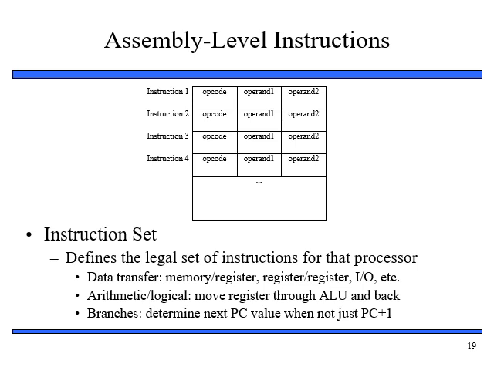We can classify instructions into three categories, as you can see in this slide. Number 1, data transfer between memory and register, register and register, and input and output interface. We have arithmetic and logic instructions, where we move data through the ALU and back. And finally we have branch instructions, which determine the next PC value when it is not PC plus 1. Most of the time, when we have the next instruction, we increment PC plus 1, but in the case of a branch we do not have PC plus 1.